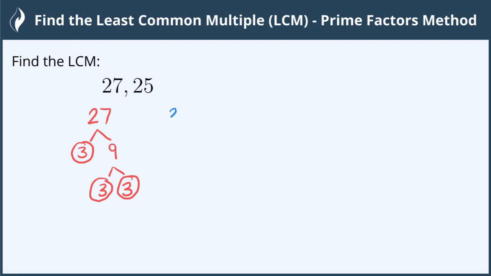So we can move to the number 25. Factoring 25, we get 5 times 5. Both of those are prime, so we'll circle them, and now all of our factor tree branches are complete.